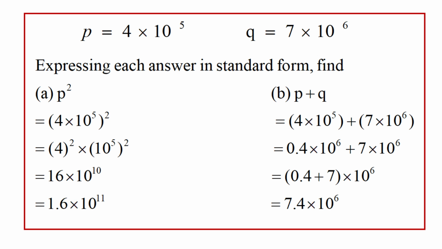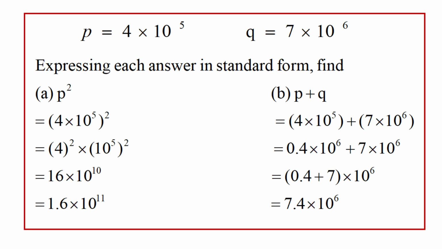We can rewrite p. 4 times 10 raised to the power of 5 can be expressed as 4 times 0.1 times 10 raised to the power of 6. Now, 4 times 0.1 equals 0.4. So we can write p is now 0.4 times 10 raised to the power of 6.